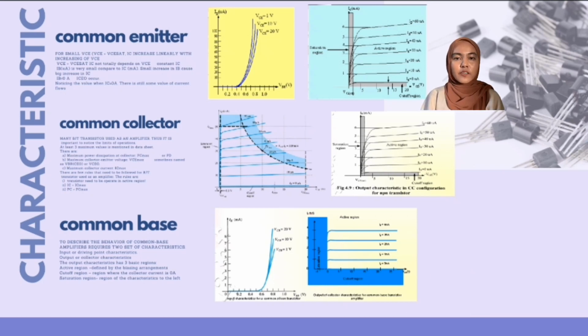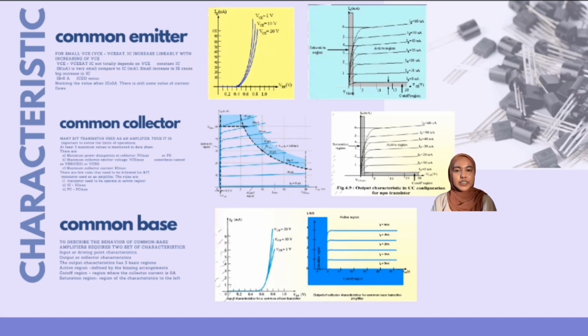Common emitter, for small VCE, VCE saturation, IC increases linearly with increasing VCE. Beyond VCE saturation, IC does not totally depend on VCE and is almost constant. IB is very small compared to IC, in milliamperes. Small increase in IB causes big increase in IC. When IB is 0 ampere, noticing the value when IC is 0 ampere, there is still some value of current flow.